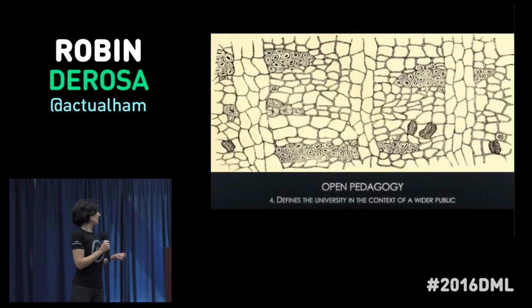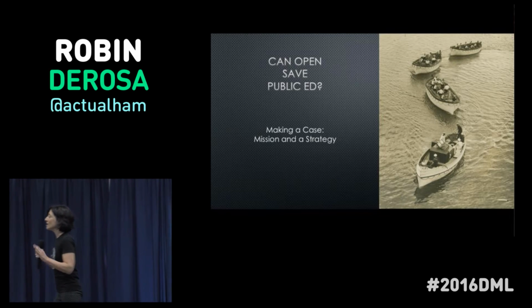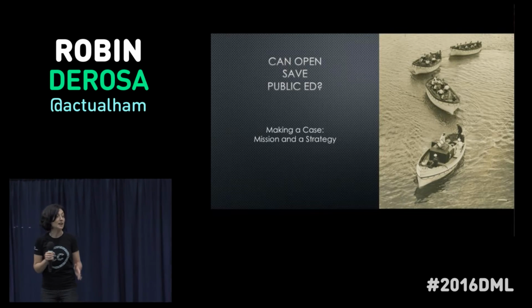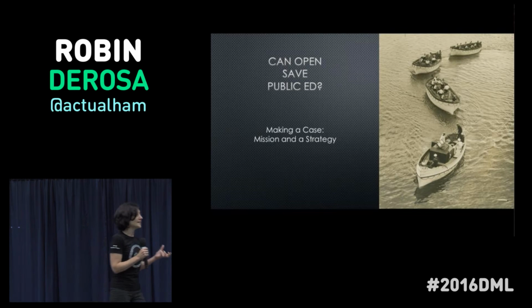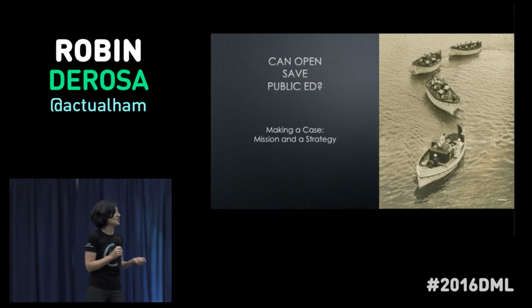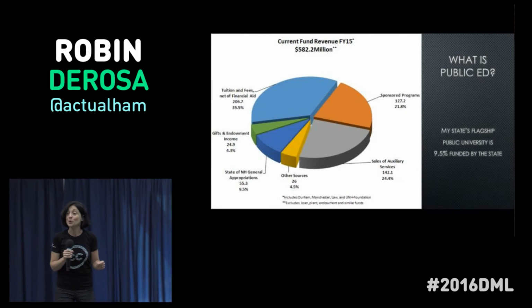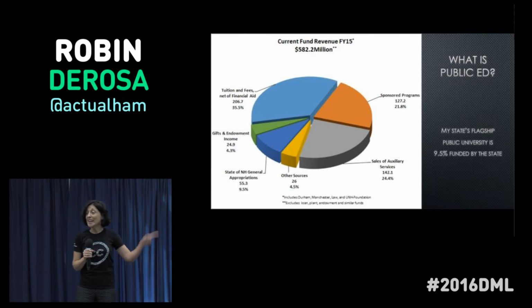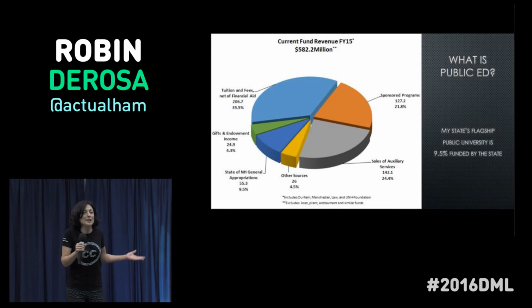So the question will become, can this save public education? No, because I'm not talking about a divine intervention here. I'm talking about a mission with a strategy for articulating what it is that public higher education is all about. Because my state institution is 9.5% funded by the state. So what do we mean when we say public university? I can't figure it out anymore.